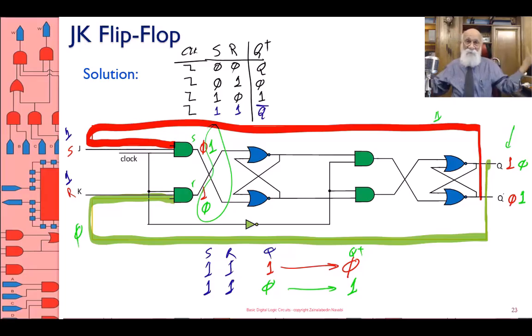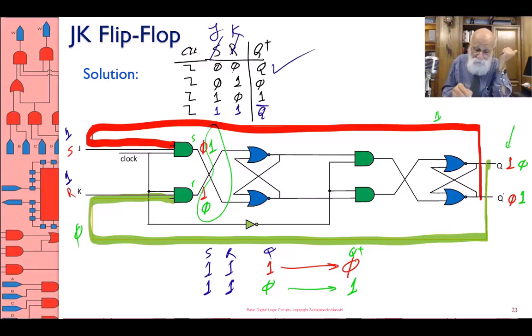Now I have a new flip-flop. I call this one a JK flip-flop. Instead of SR, I say this is J, jump, this is K, kill. A JK flip-flop is the same as an SR flip-flop. It has the set and reset property. 0 0, nothing changes. 0 1 resets, 1 0 sets, and 1 1 complements. Now I have created a new flip-flop called JK, and it doesn't have the set reset problem.